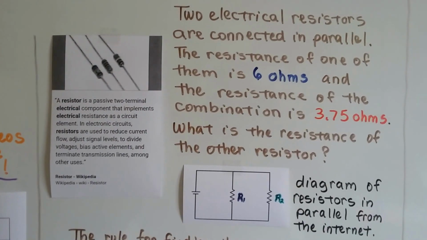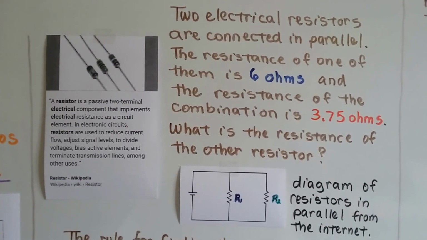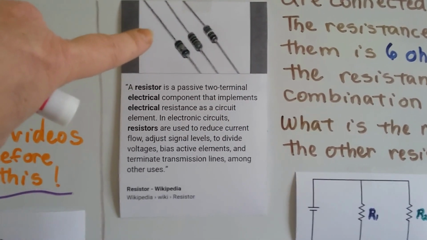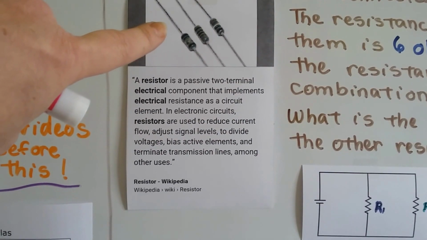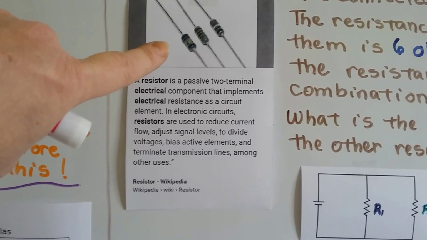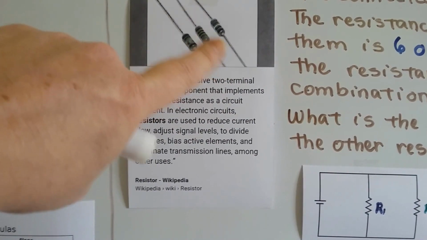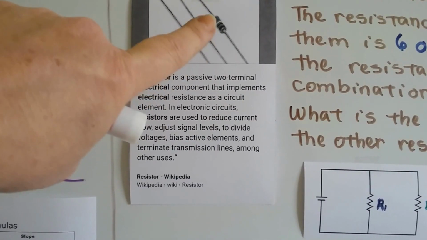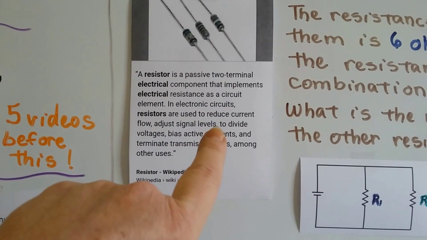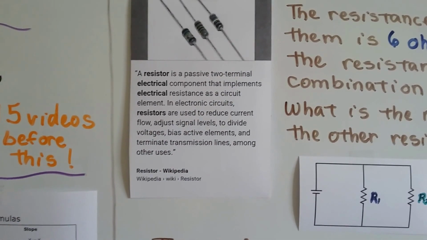All right, we're going to talk about electricity in this video. Two electrical resistors are connected in parallel. Okay, well, first of all, these are electrical resistors. And it says it's a passive two-terminal electrical component that implements electrical resistance as a circuit element. So this is used in electricity, and the electricity goes through there, and the resistors can adjust the electricity. See? It adjusts the signal level, it can divide voltages, it can even end transmission lines, okay, terminate them.